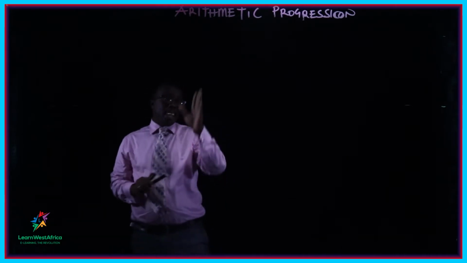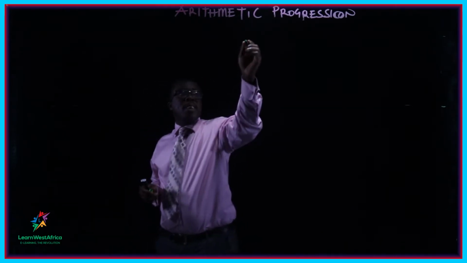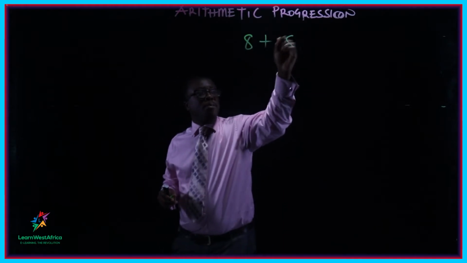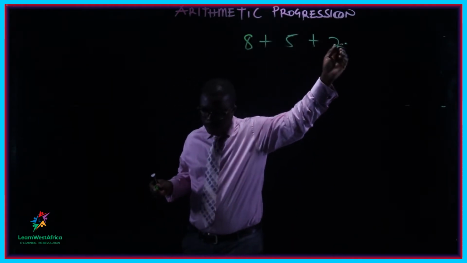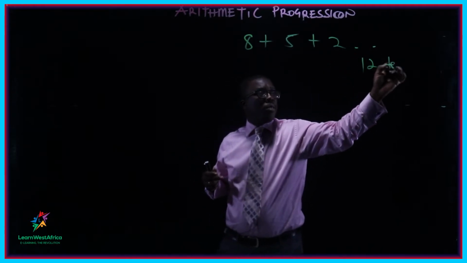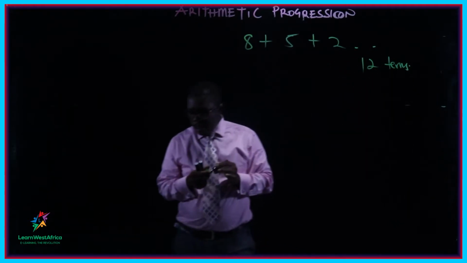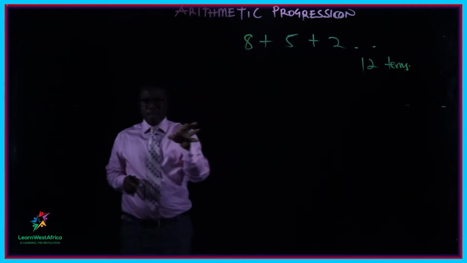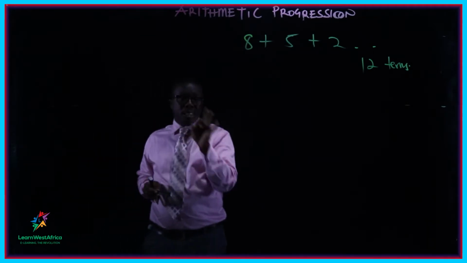So let's just see the kind of AP that we have. The AP is giving us 8 plus 5 plus 2. And the problem tells us that it has 12 terms. And we want to find the sum of all the terms there. It has 12 terms.